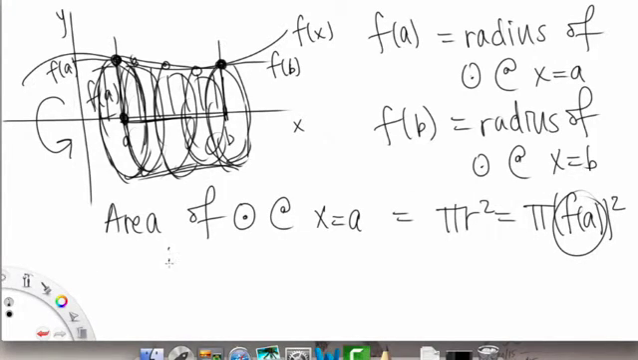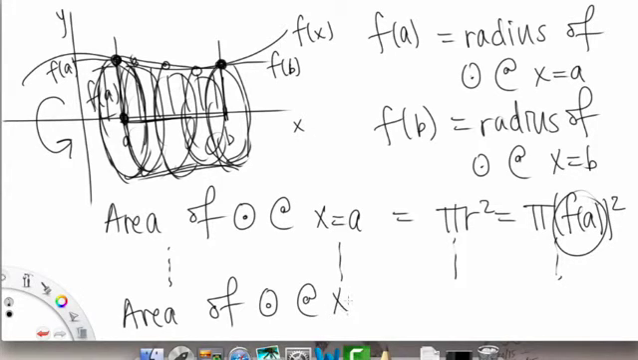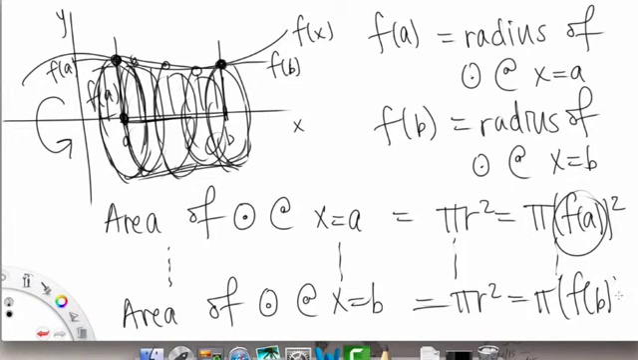And then we're going to go all the way down. We're going to calculate at all of the points in between A and B. That's what the dot dot dots mean. And then we're going to add everything up to the area of the circle at x equals B, and that's going to be pi r squared. In this case, that's pi times f of B squared. So we're going to take the area of all of these circles, and that is going to be in total the volume of this solid.